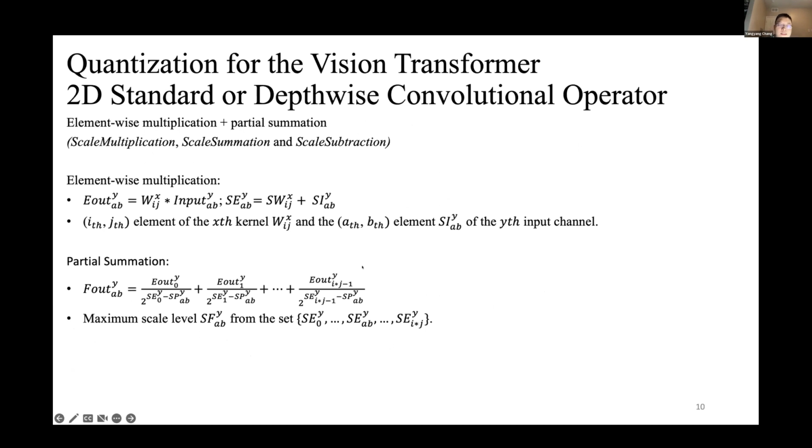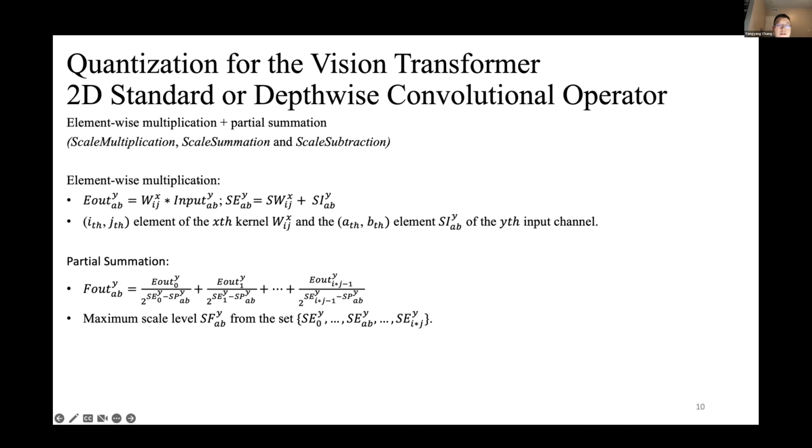Okay, so now let's move from the basic quantization to the real quantization layer. In this slide, I talk about the 2-dimensional standard or depth-wise convolutional operator. In this presentation, I directly give some basic functions. If you want to know more details, you can look at our paper. The convolutional operators include element-wise multiplication and partial summation. So we can directly deal with the scale multiplication, scale summation, and scale subtraction. I talked about it in the previous slide.